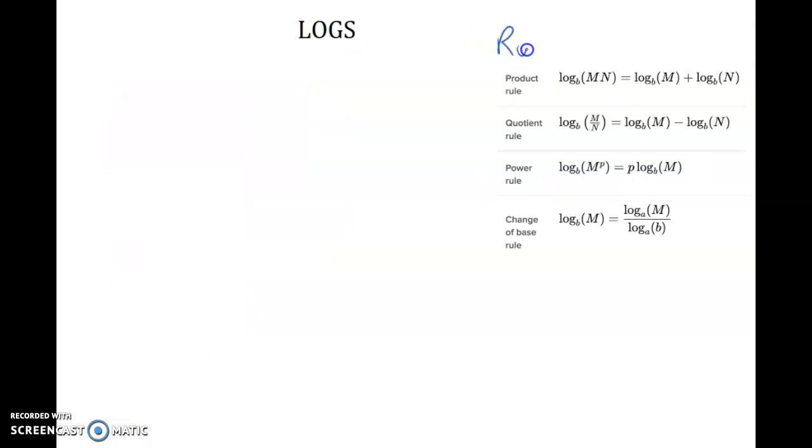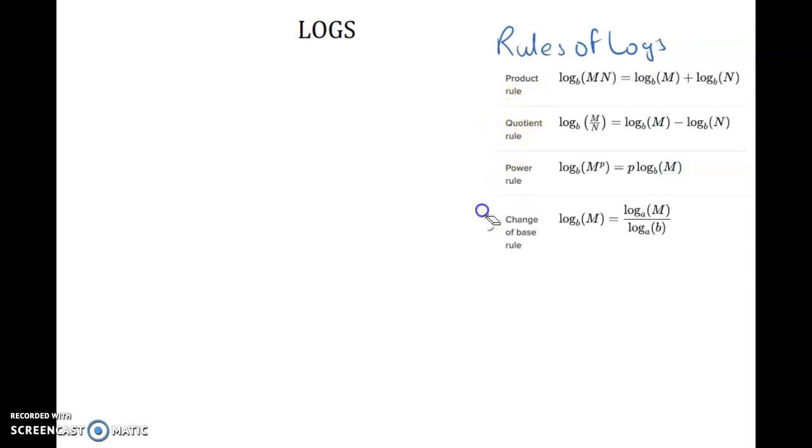Rules of logs. Here we have the first one, the product rule. Log to the base b of m times n is the same as writing log b of m plus log b of n. Notice it must have the same base, base b, straight through for this to happen. You cannot use a different log with a different base and expect this rule to work, right? It must be like that. And so there are the quotient rule, the power rule, and the change of base rule.